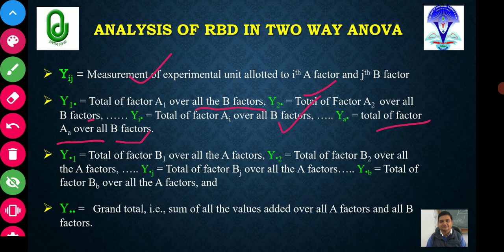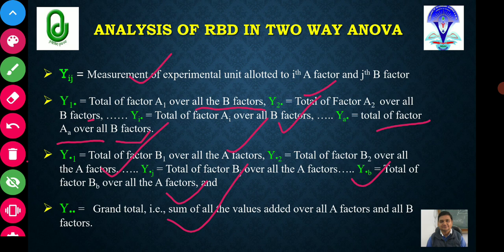Similarly, in the reverse way, you can see Y dot 1 is equal to the total of B1 over all the A factors, and Y dot 2 is equal to the total of factor B2 over all the A factors. Similarly, Y dot b is equal to the total of B over all the A factors. And Y double dot is the grand total, that is the sum of all the values added over all the A factors and all the B factors.